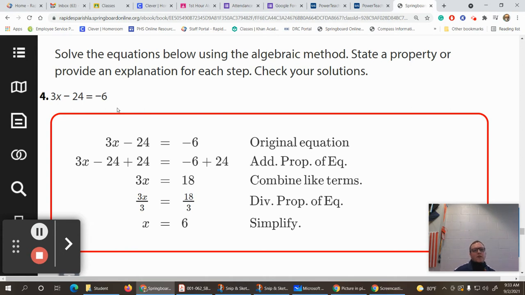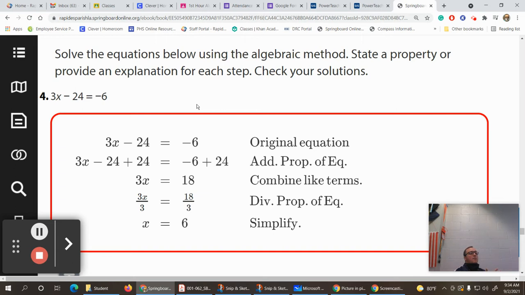All right, so 14. We're going to solve this equation here. For 14, we have 3x minus 24 equals negative 6. That is the original equation. I'm subtracting a 24, so using my reverse order of operations, subtraction, addition, division, multiplication, exponents, then parentheses, I look and see what I have. I'm subtracting 24. In order to move that to the other side of the equation, I have to add a 24.